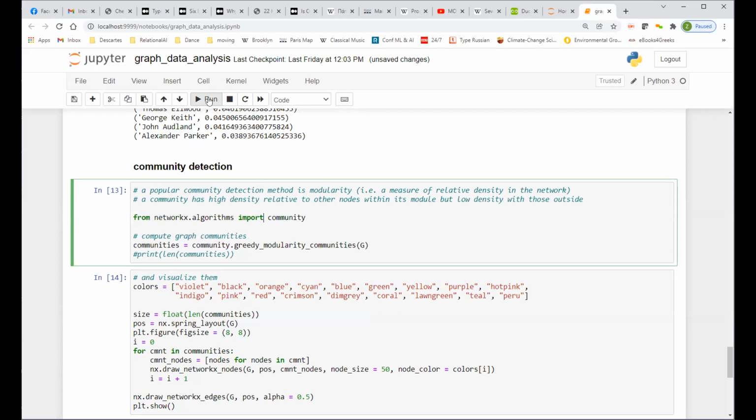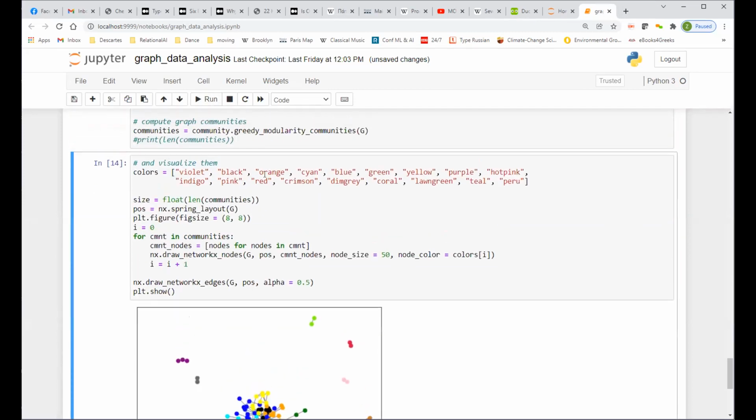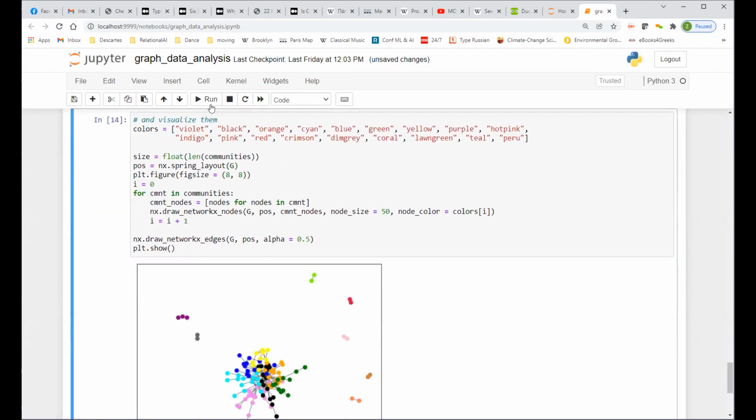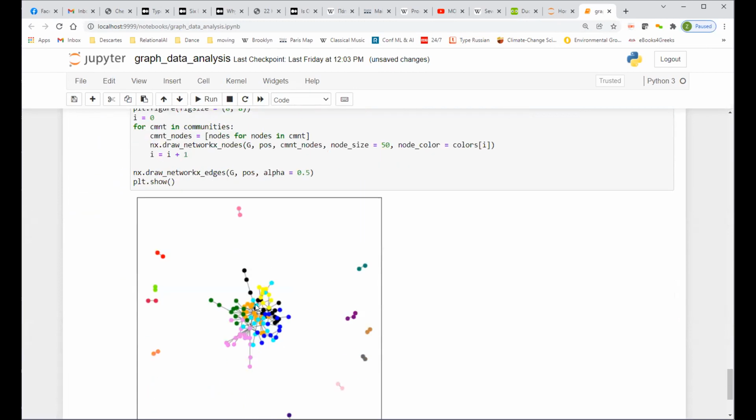One thing I want to say here is that for community detection, we then visualize them. Let me see that. So we computed some communities, and then we visualized each community with a different color. Now for community detection, one algorithm that is usually used a lot is Louvain. It is not part of NetworkX.